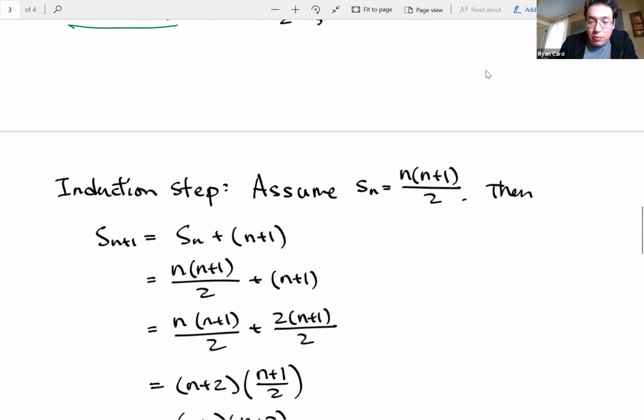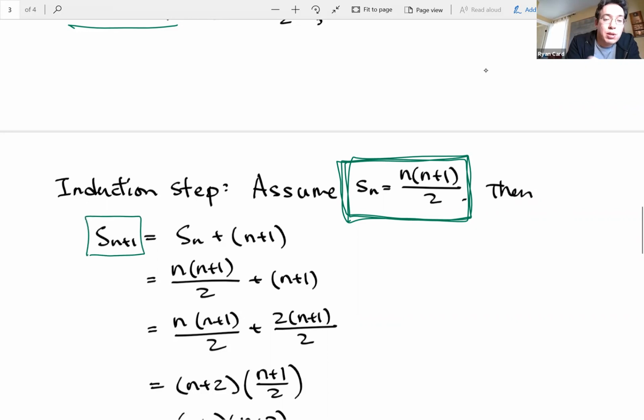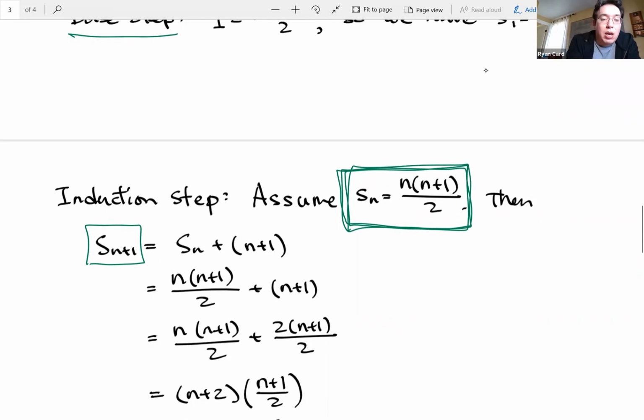For the induction step, we want to show that if it's true at step n, then it's also true at step n plus 1. So what you do is assume that the formula holds at any step n, and then you have to somehow use this fact to show that the similar formula holds for n plus 1. So let's do that. S of n plus 1 is the sum from 1 through n, and then you add the next number, which is n plus 1.